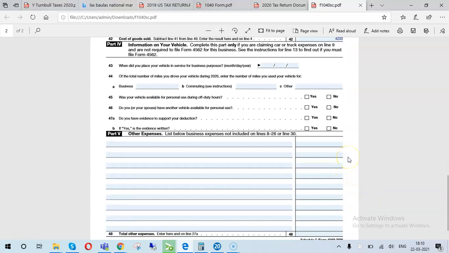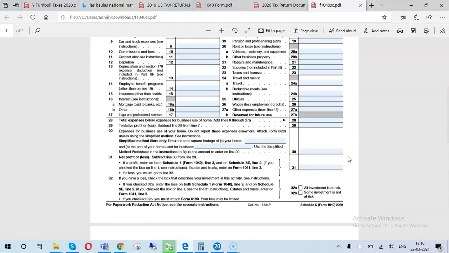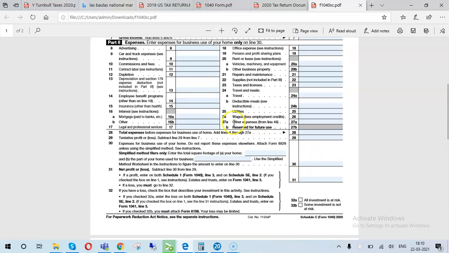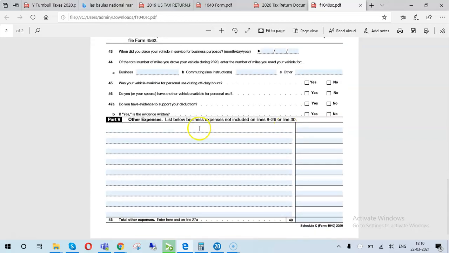Now guys, comes Part 5, other expenses. This is basically the details of what you have provided here in Part 2, other expenses. Here all the detailed information will automatically flow over here. The software Drake is very smart, it will automatically flow all the expenses over here. Nothing needs to be mentioned separately.